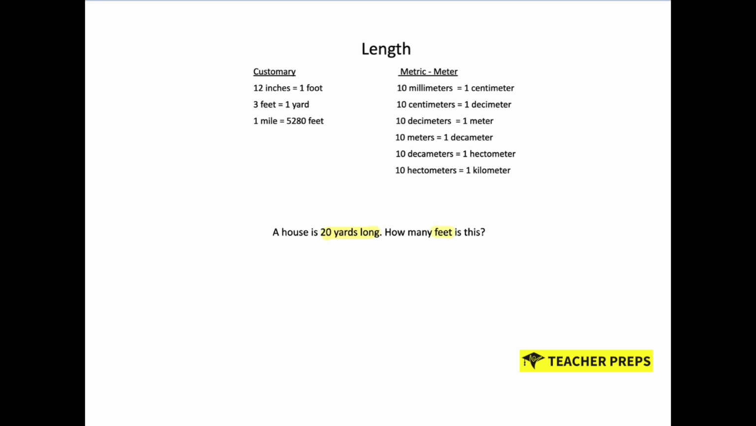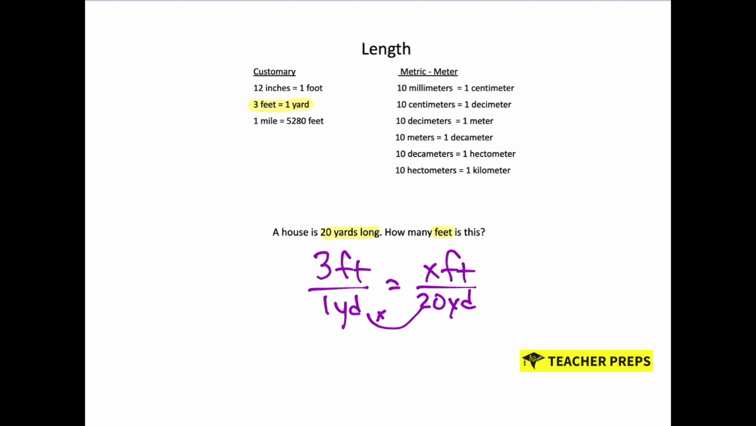When solving this, the first step is to see how many feet are in a yard. There are 3 feet in a yard. Now set up the proportion. 3 feet is equal to 1 yard, and then we have x feet over 20 yards. How do you get from 1 to 20? You times by 20. So we have to take 3 times 20. 3 times 20 is 60. So we know that 20 yards is the same as 60 feet.